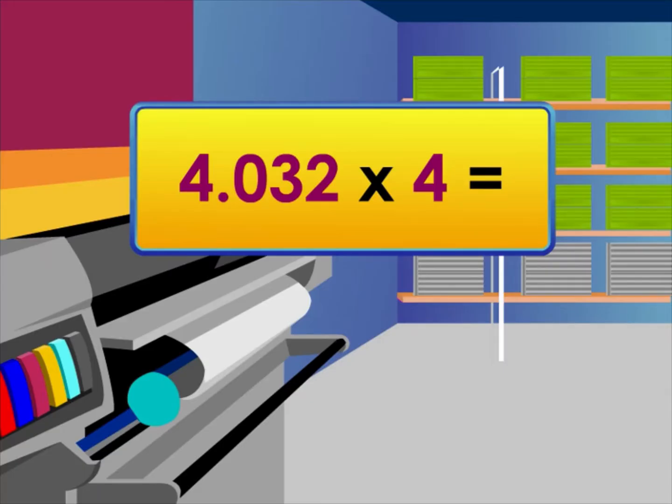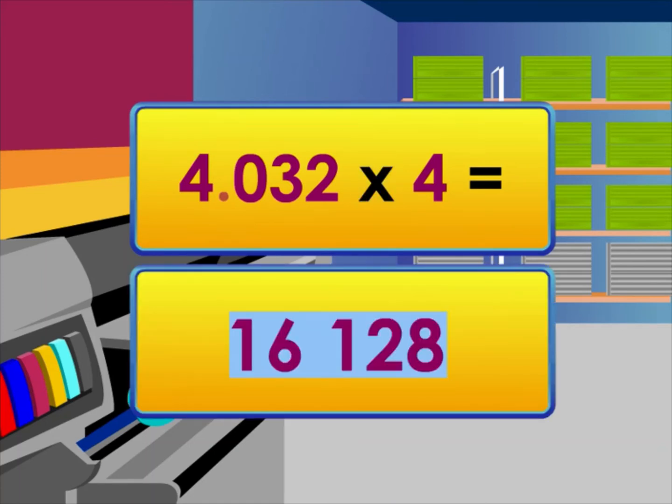Multiplying decimals is like multiplying any whole number. For example, multiply 4.032 by 4. Ignore the decimal point and multiply. The answer is 16,128. Now where should we place the decimal point?